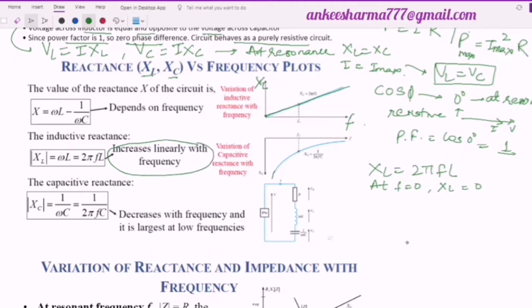Right. Second one, XC is equal to 1 by 2 pi f into C. Now, if I take the first case at f equal to 0, then can I say my XC is equal to infinity? Now, infinity cannot be denoted in a graph. So you can see here in this graph, at exactly f equal to 0, I can't predict my value. Somewhere at infinity, its value will be equal to infinity. I don't know where it is.